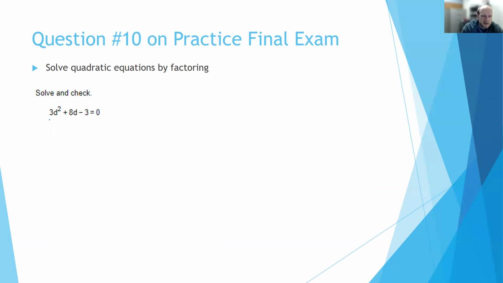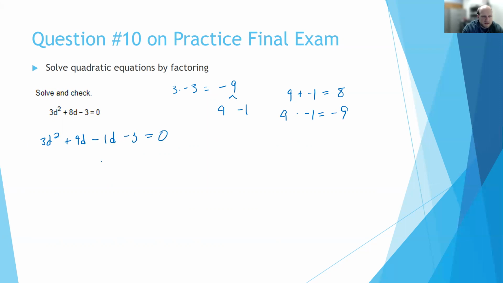So again, I'm going to do the same thing with this trinomial here. I'm going to take the 3 times the -3. So 3 times -3 is -9. And I need factors of -9 that multiply to give me -9 but add to +8. And that would be a +9 and a -1, because 9 plus -1 equals 8, and 9 times -1 equals -9. So let's split that middle term into a plus 9d minus 1d, or just minus d if you want. Minus 3 equal to 0.